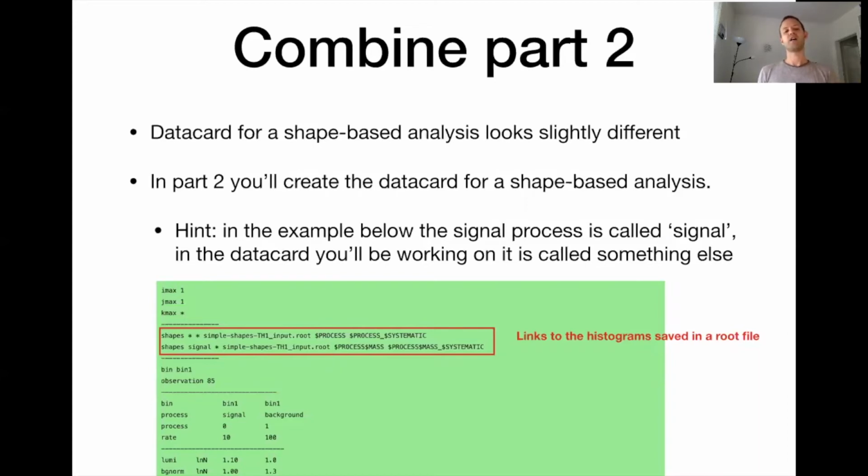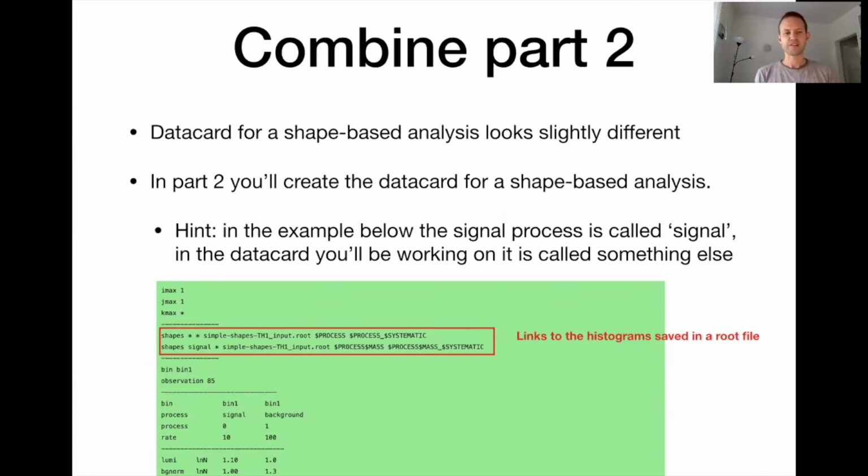And so these are sort of mappings. They map from particular combinations of process name and channel name to root files, and then objects within those root files, which will usually be histograms, so TH1 objects. And so you can create these shape lines specifically for the root files that you have in the example. And just to give an important hint at this point, in this example here, the second line refers to a signal process that's called signal. In the data card that you're going to be working on, the signal process is not called signal, it's called something else. So you need to take that into account when you're constructing your own shapes lines for your data card.